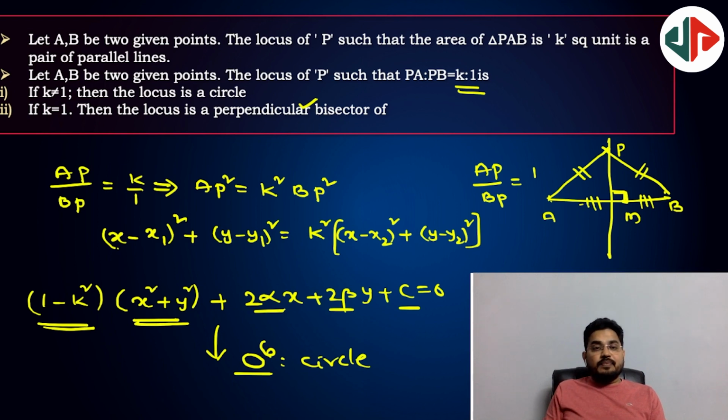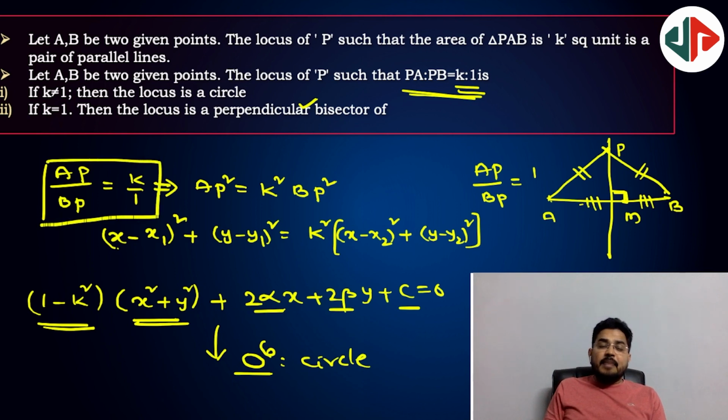This particular concept is not only useful here, it is useful in complex numbers also. So make a note of this. What is that? AP by BP is equal to K, and when K is equal to 1, it will be a straight line, the perpendicular bisector, and when K is not equal to 1, it is going to represent a circle.